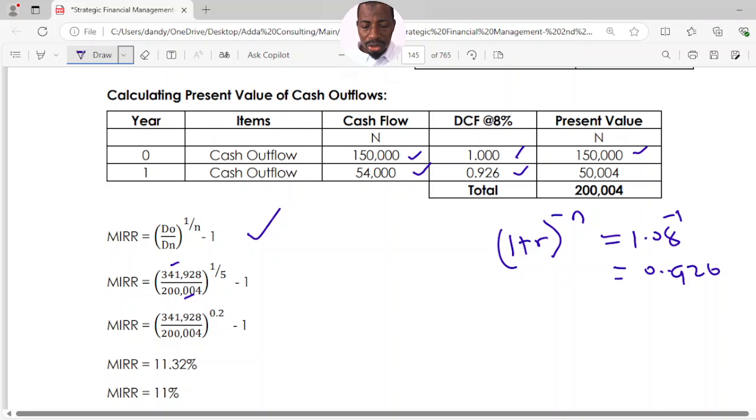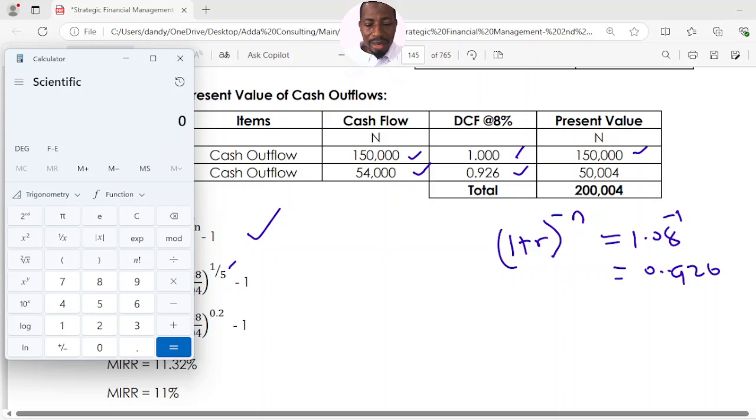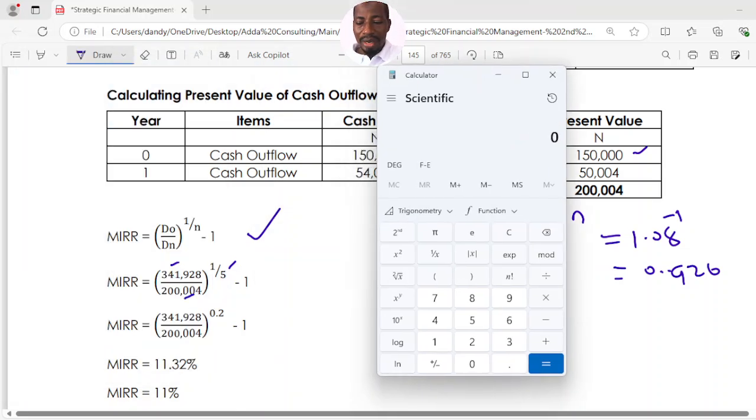So mathematically, you don't need to waste your time doing it step by step like I did in this material. Of course, 1 divided by n. N is the useful life of the project, and the useful life of the project is 5. Therefore, in my calculator, I will just say 1 divided by 5 is 0.2. I know 1 over 5 is 0.2. Therefore, I will just say 341,928 divided by 200,004, equal. So I don't need to waste my time. I'll just say raised to power 0.2 equal.